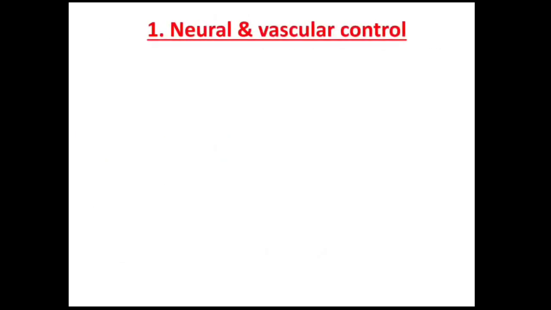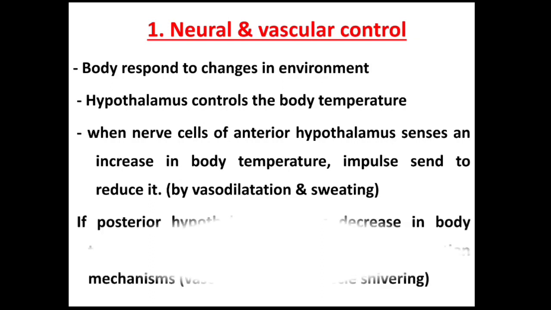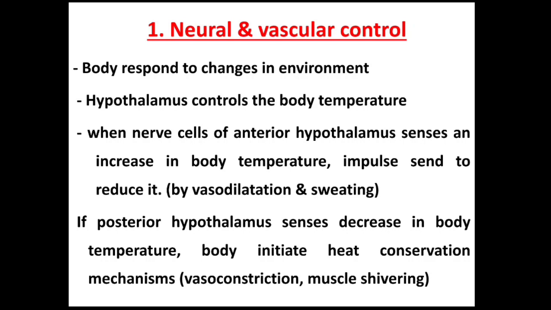The physiological mechanisms include neural and vascular control. The hypothalamus controls the body temperature. The anterior hypothalamus controls the heat loss and the posterior hypothalamus controls the heat production. When the nerve cells of the anterior hypothalamus sense an increase in the body temperature, impulses are sent to reduce the body temperature by the mechanism of sweating or vasodilation, that is, the widening of the blood vessels.